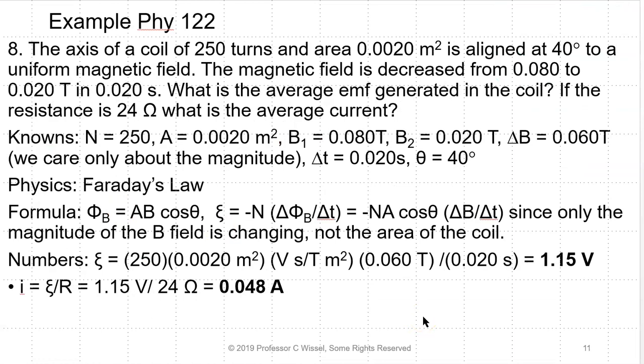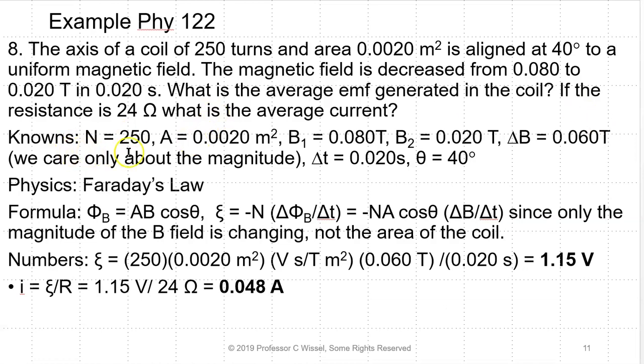The axis of a coil of 250 turns in area 0.0020 square meters is aligned at 40 degrees to a uniform magnetic field. The magnetic field is decreased from 0.080 to 0.020 Tesla in 0.020 seconds. What is the average EMF generated in the coil? If the resistance is 24 ohms, what's the average current?